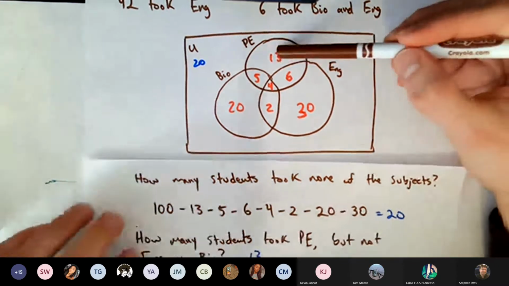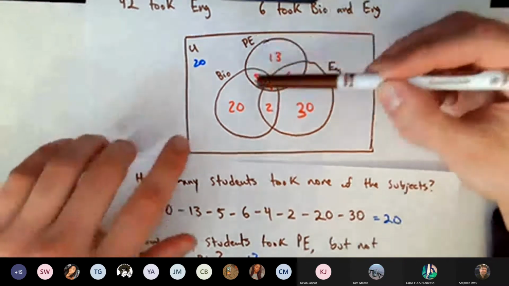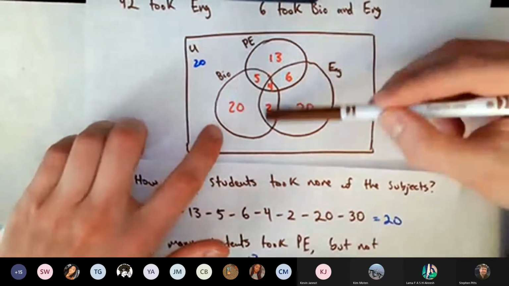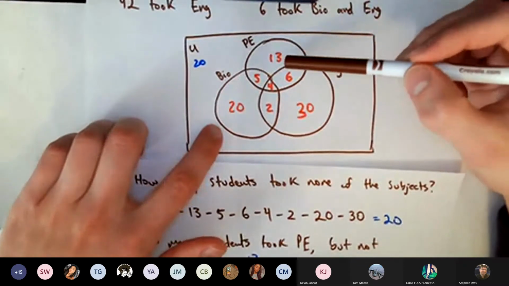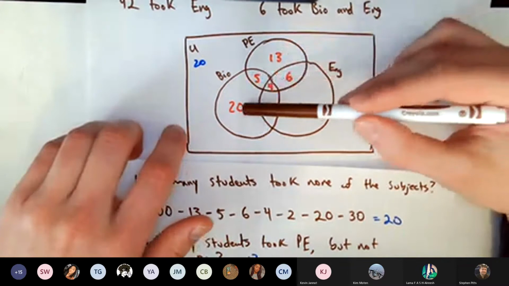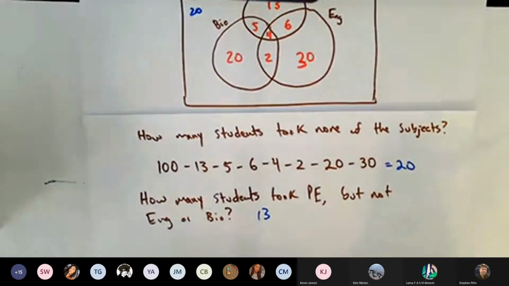That is the students who have taken PE, right? Clearly they're in the PE set, but they did not take biology because they're not in the biology circle, and they did not take English because they're not in the English circle. So they took PE, but not biology or English, which is exactly what the question asked.